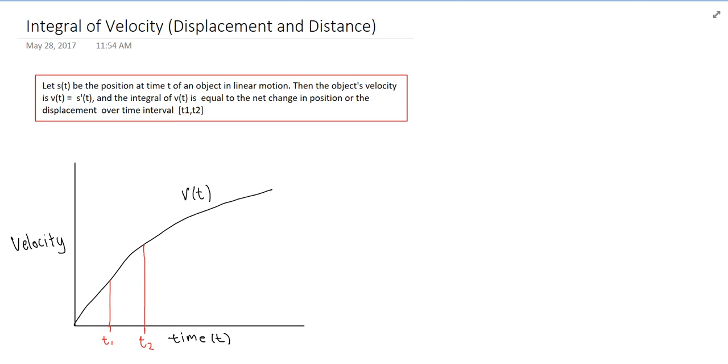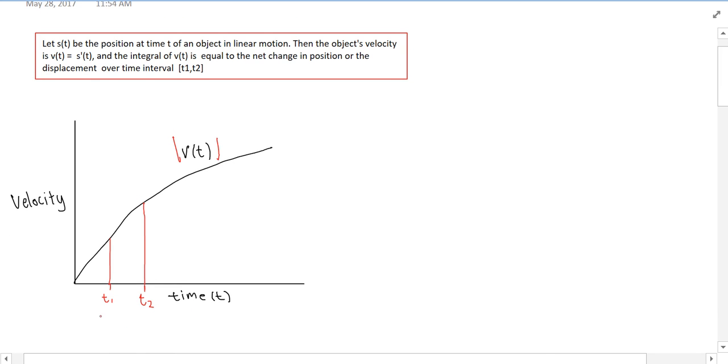So what does this look like on a graph? Let's say our function is v(t). If we calculate the integral of v(t) over the interval t1 to t2, we should get the area below v(t) between these two points. This area is our displacement. Now, in this case, because everything in this interval is above the x-axis, this is also our total distance.